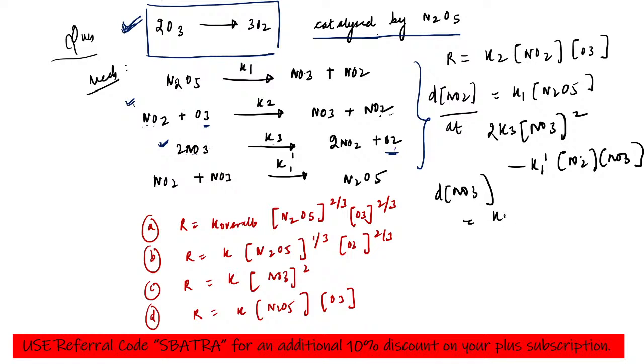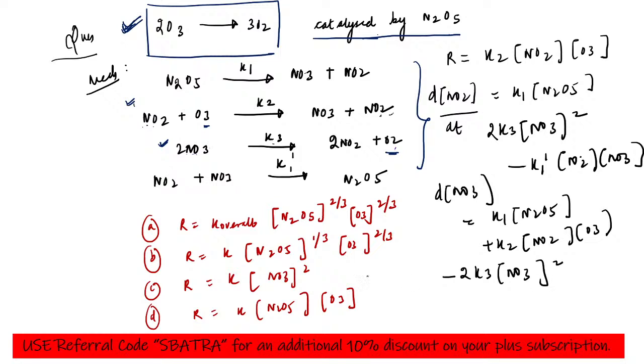This would be k1 N2O5 for NO3, and for NO3 we have plus k2 NO2 O3. Then we have NO3, so minus 2k3 NO3 whole square. Then we have NO3 in the last step also, so minus k1 dash NO2 NO3. Is it clear? Any doubts in this step?